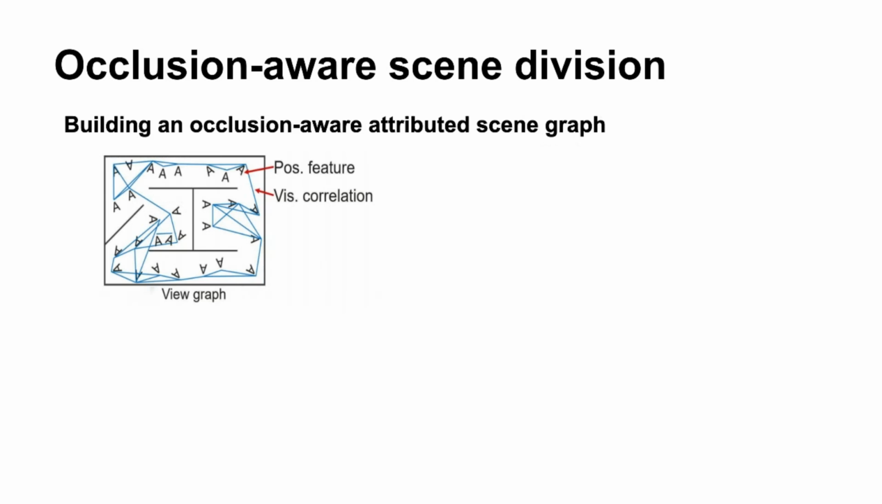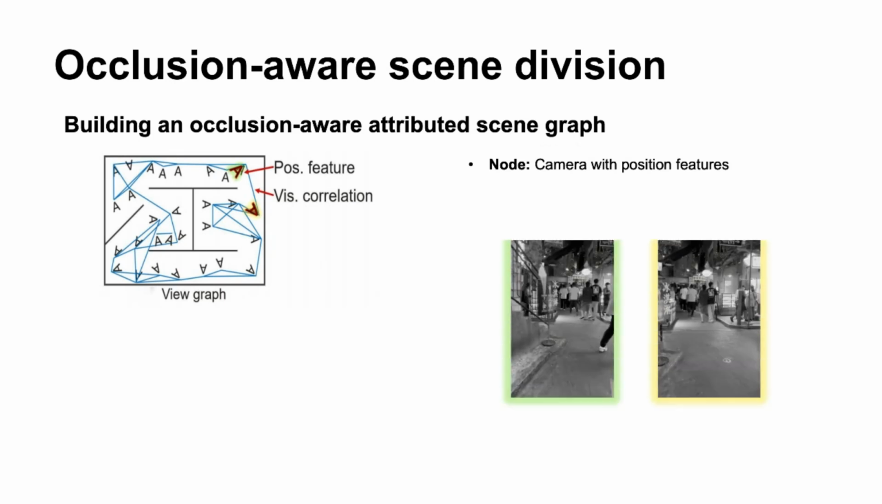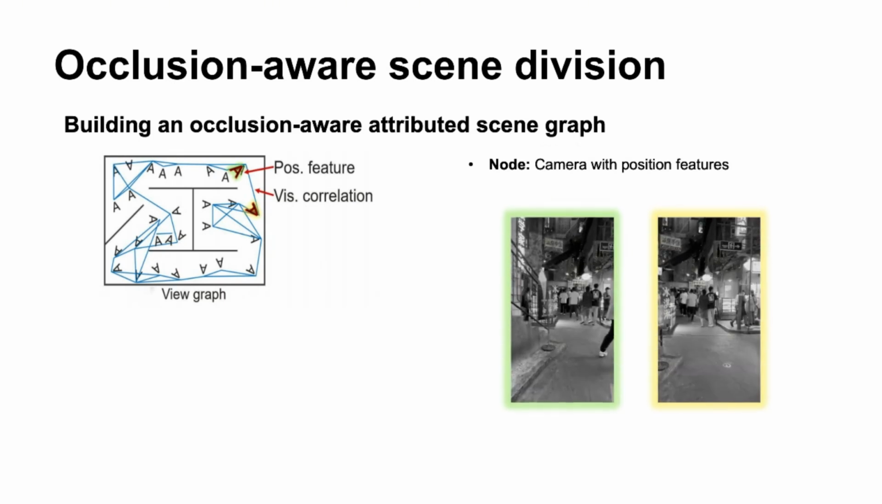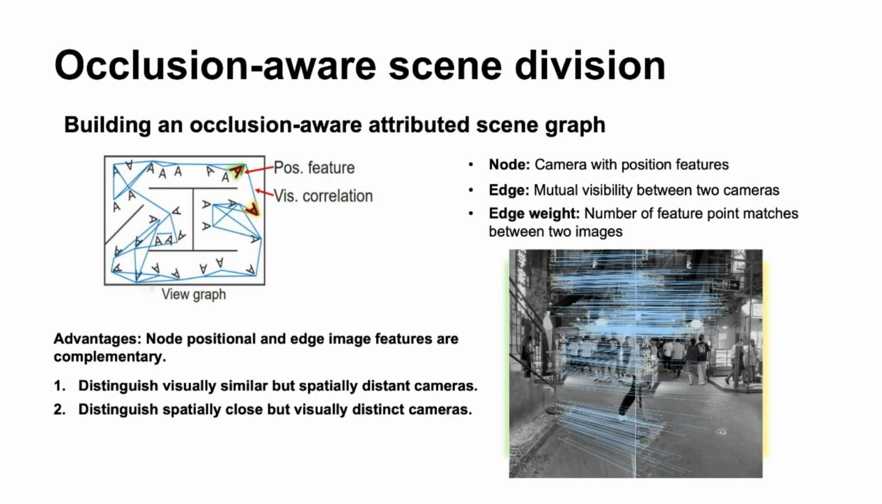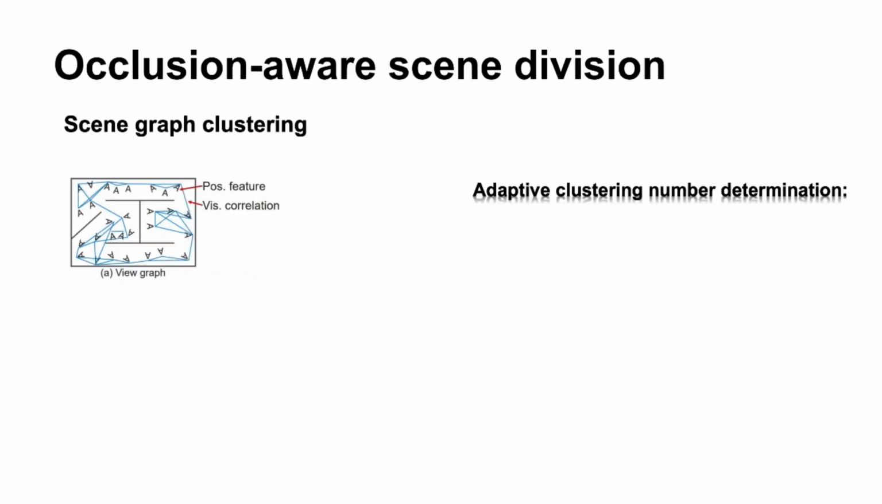To achieve this, we construct an occlusion-aware attributed scene graph. Nodes represent cameras, each equipped with coordinate features. Edges represent mutual visibility between cameras, weighted by the number of feature point matches between their images. This graph combines spatial and visual information, allowing us to distinguish: 1. Cameras that look similar visually but are far apart spatially. 2. Cameras that are close in space but have distinct visual appearances. By leveraging both types of information, we ensure that the graph accurately captures the relationships between cameras, even in complex scenes with occlusions.